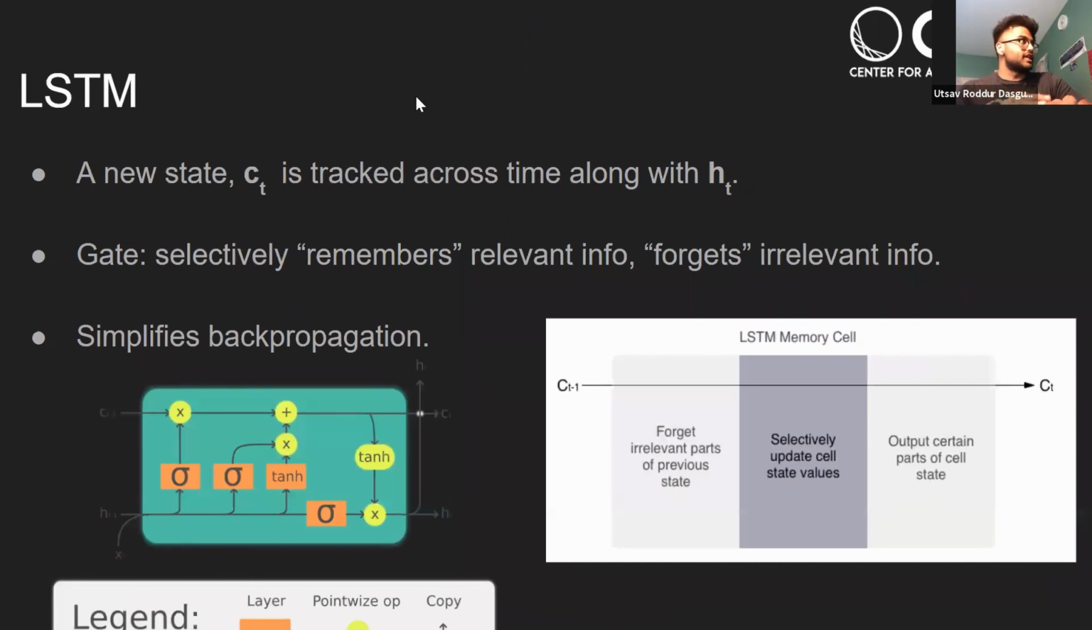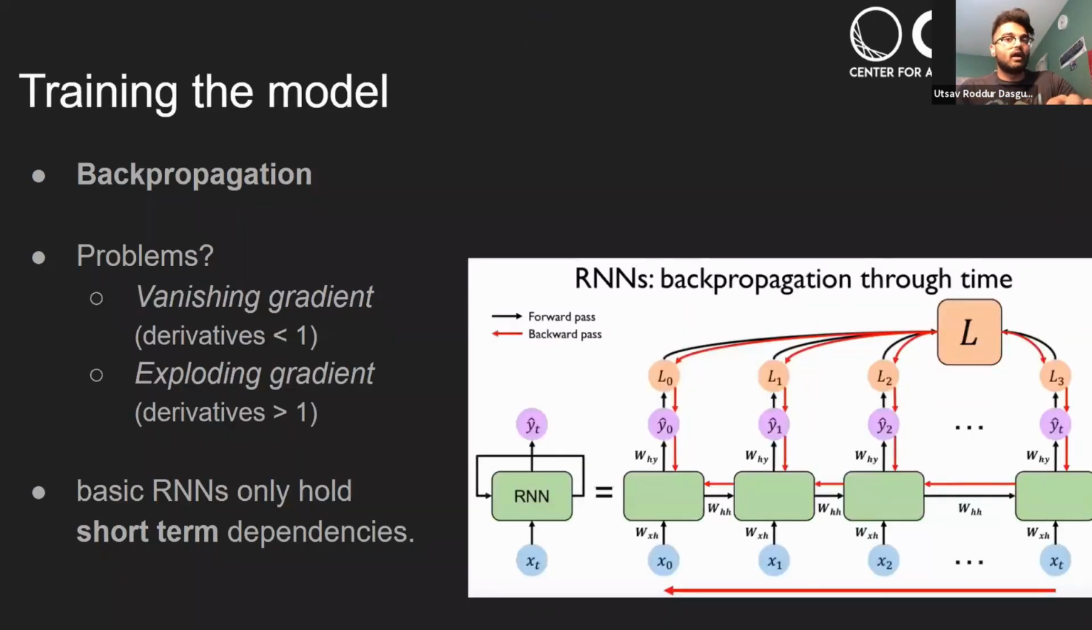But before I talk about the LSTM, I guess I should just take a little break here because I've been talking for a while. Are there any questions or confusion about anything that I've said so far?